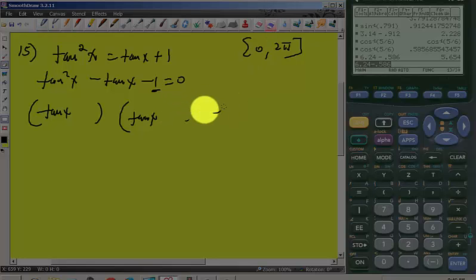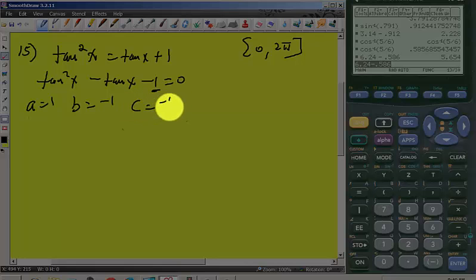So, that's gone. Only blessing we have is that it's just an x, it's not like 3x or anything inside. So I have to go to the quadratic formula. So what's my quadratic formula? My a is 1, my b is negative 1, and my c is negative 1. I'm solving for tan x. I'm not solving for x right now. I'm solving for tan x.